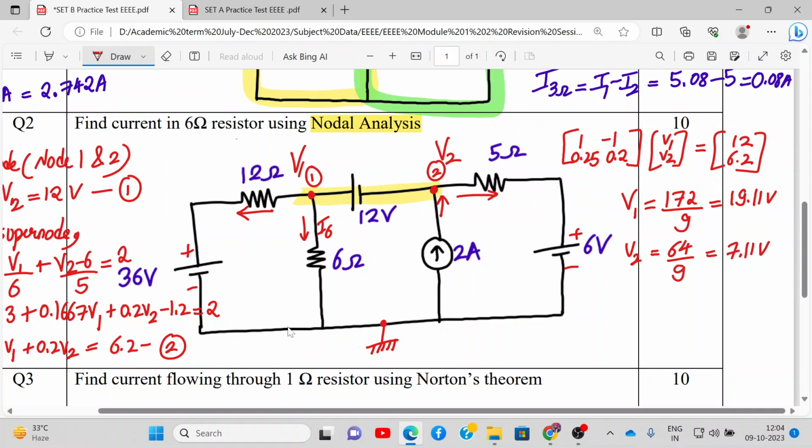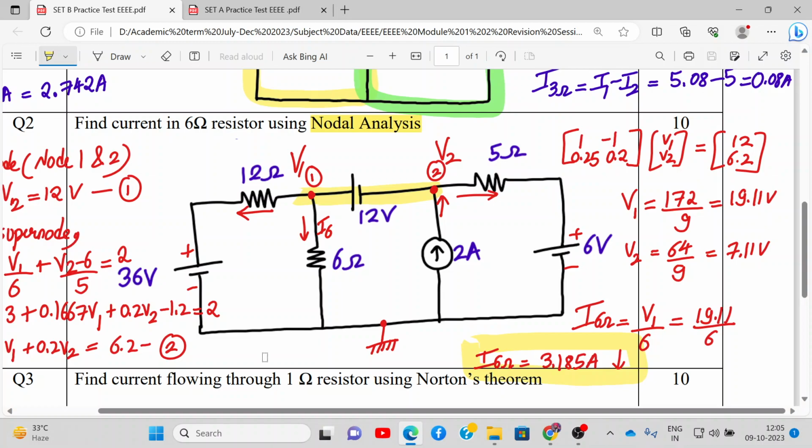Alright. Now we need to find current flowing through 6 ohm resistance. So current flowing through 6 ohm resistance will be V1 divided by 6. So that will be 19.11 divided by 6, and that is coming out to be 3.185 amperes. Okay, and the current is flowing down. So this is my value of my current flowing through 6 ohm resistance using nodal analysis.